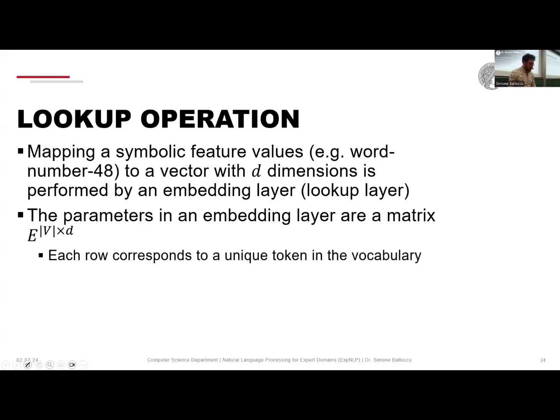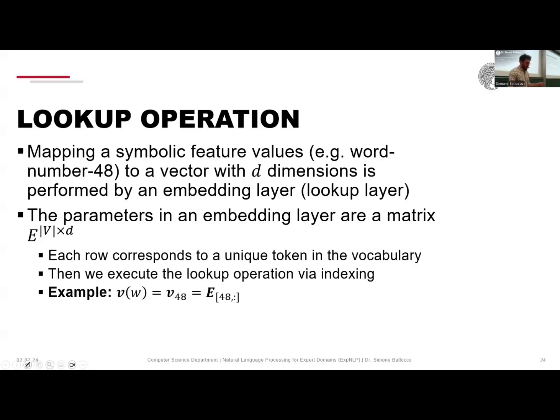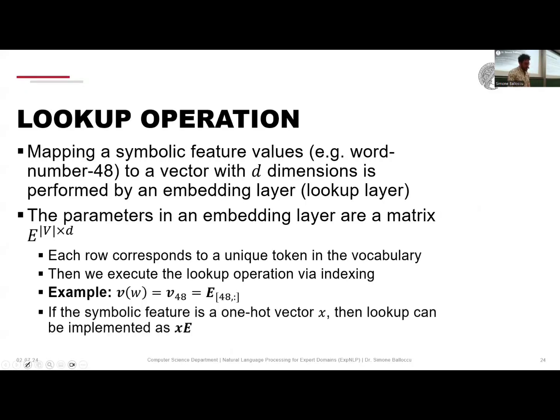Each row corresponds to a token, and then we execute the lookup operation via indexing. So, for example, the vector of the word W, which is word number 48, is just row 48 of the matrix. If your symbolic feature is a one-hot vector, as we saw in the previous lecture, this is just a matrix multiplication. When you multiply a one-hot vector by a matrix, you select a row, basically.